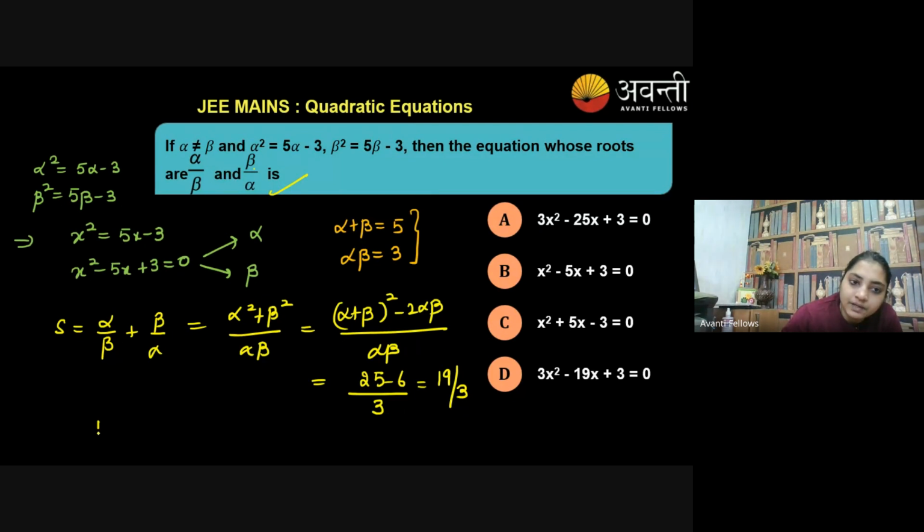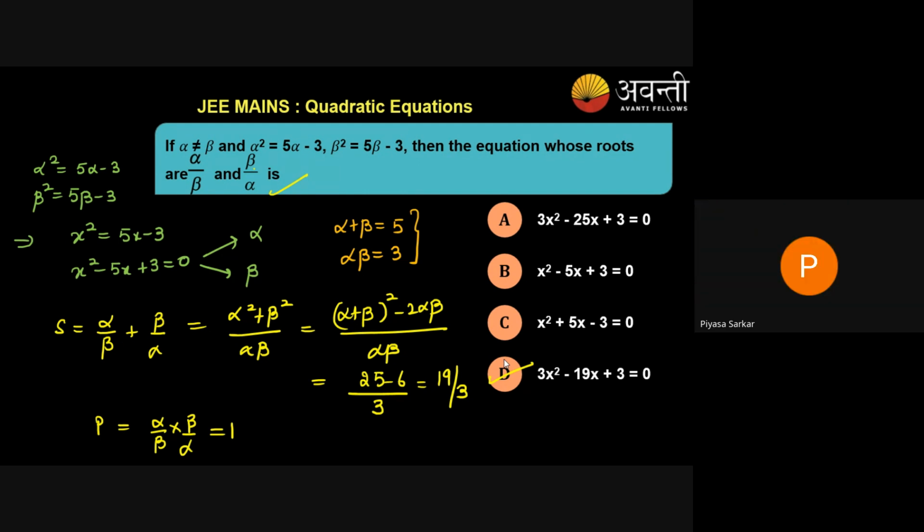And product of roots is alpha upon beta into beta upon alpha. That is going to be 1. So you just see when the product is 1 and sum is 19 upon 3, option D is giving you the right answer. Clear everyone? Actually, I can't hear you guys. I don't know if you are speaking or not.